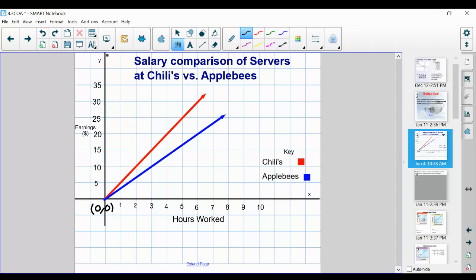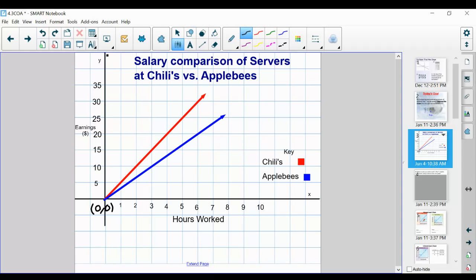But let's talk about comparing some of these salaries. Let's say you work 2 hours. Which job or which restaurant pays you the most amount of money? And how do you know? If you work 6 hours, which company, or which restaurant, I should say, pays you the most money? Yeah, Chili's seems to have a much better paying job, right?